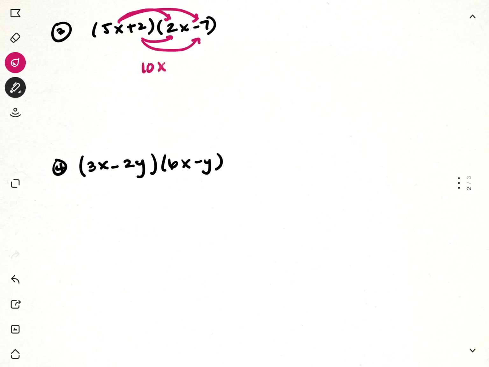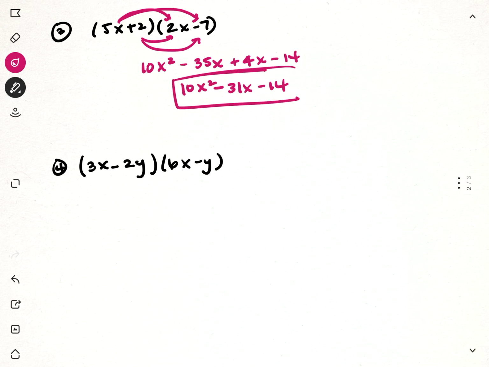5x times 2x is 10x squared. 5x times negative 7 is negative 35x. 2 times 2 is 4x. And then 2 times negative 7 is negative 14. Whenever we do these, check the middle part. If you have like terms, we're going to simplify that. So we have negative 35 plus 4x is negative 31x. And the other parts stay the same.